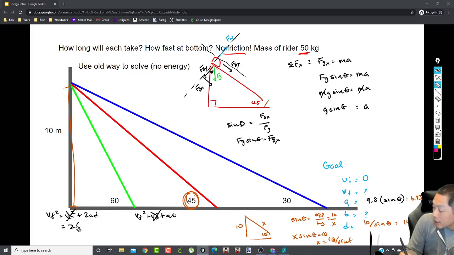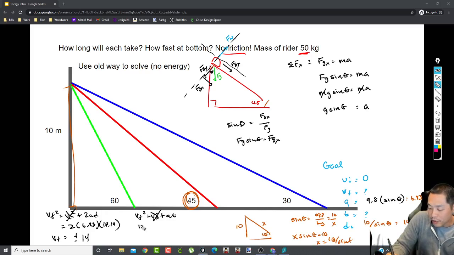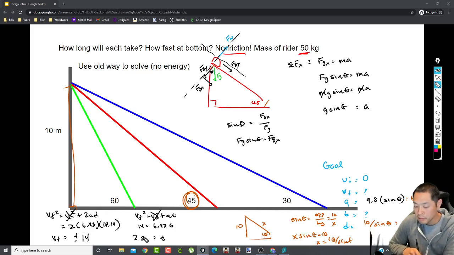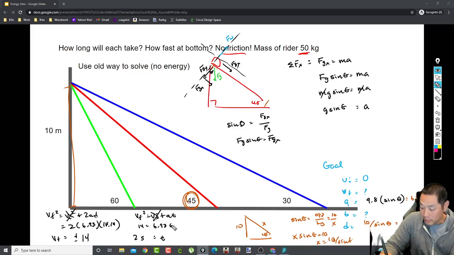So it's just 2 times 6.93 times 14.14. And then if you take the square root of that, you should get 14, plus or minus, technically. And then you can use the answer over here to solve for t. And t, you get about 2 seconds, I believe. That's a really ugly t.